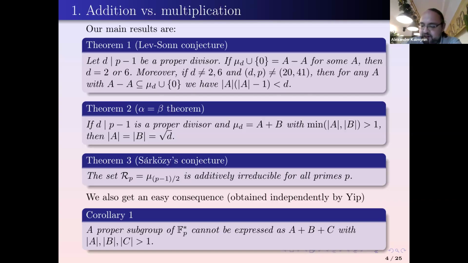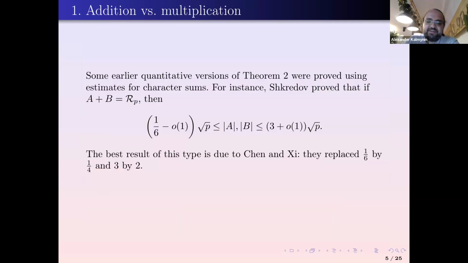Okay, what's next? Earlier versions of theorem 2 were proved for quadratic residues, so when D is equal to (P minus 1) over 2. Shkredov proved the following inequality: the sizes of A and B are between 1/6 of square root of P and 3 times square root of P. And the best previous result is due to Chen and C. They replaced 1/6 by 1/4 and 3 by 2.